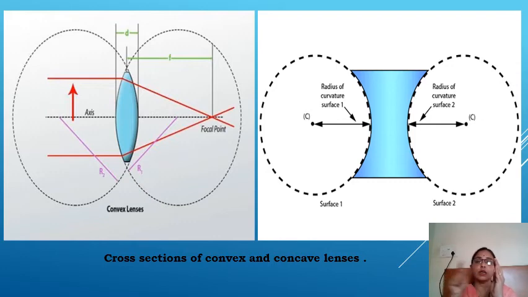Focus means where the rays of light come and meet at one point, that we call focus. So it will have one focus, as well as two times the focus, which is 2f. This part of the lens will be from this sphere. So this sphere will have a center of curvature, the radius of curvature, principal axis, as well as the focus.